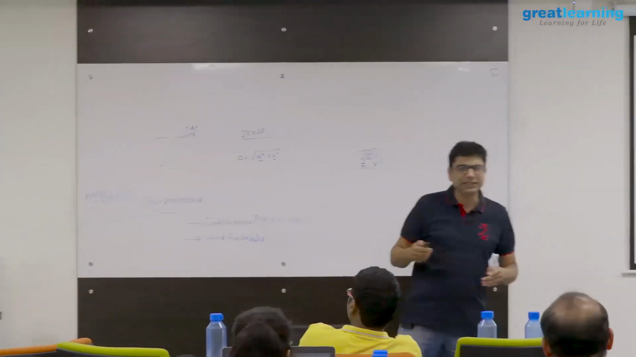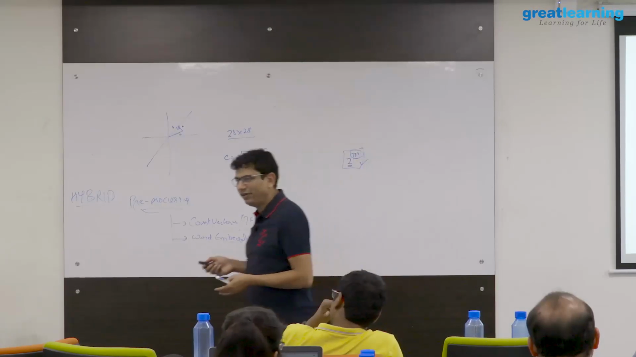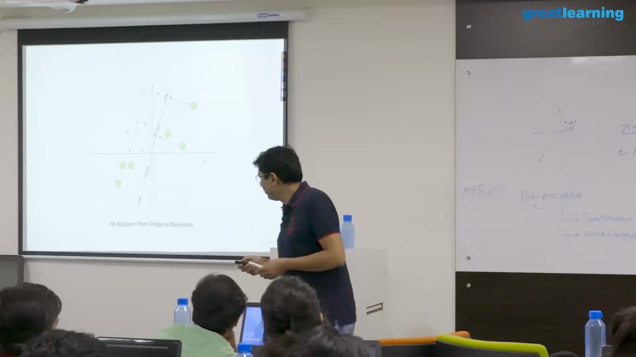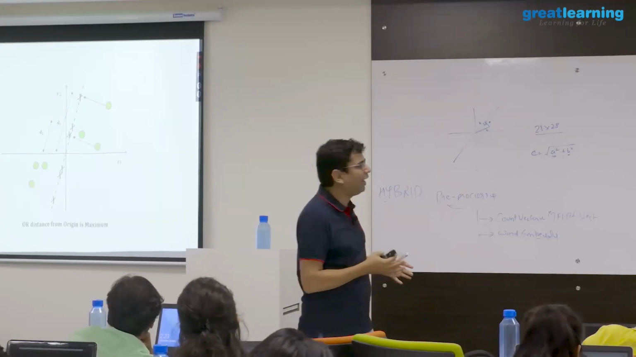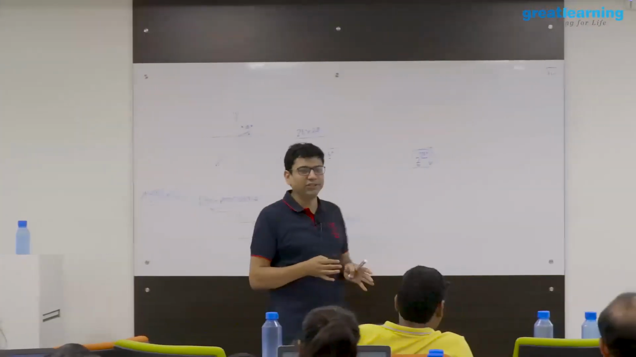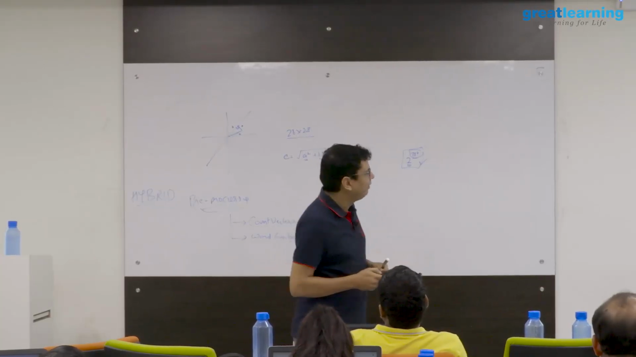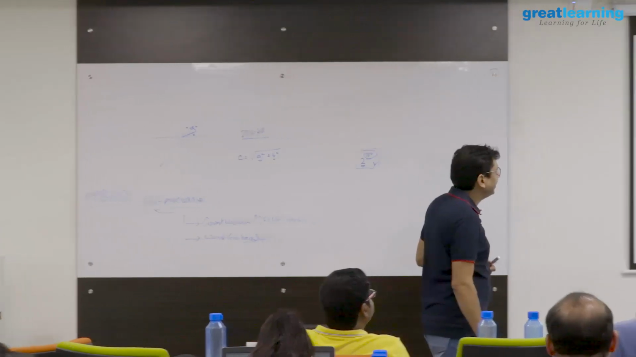So usually we go with the distance. It's easier in math to calculate that. So we try to maximize the distances from the origin to the projections on the line. And there is a name for this.